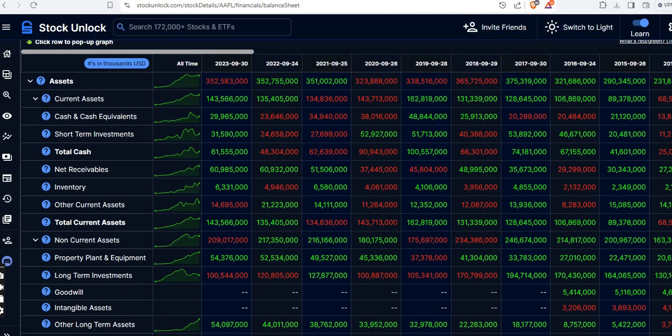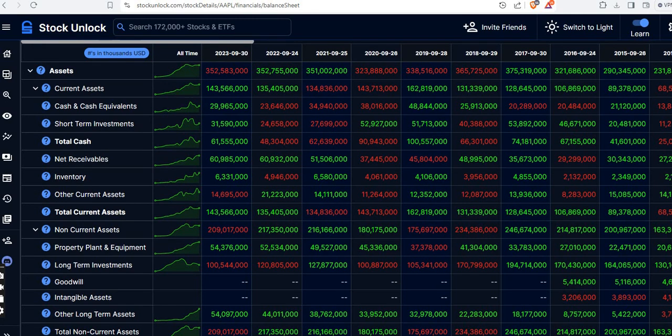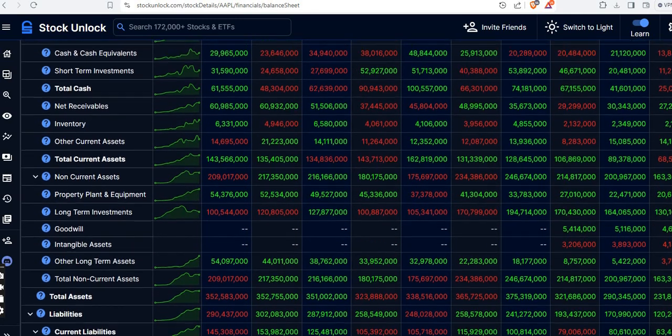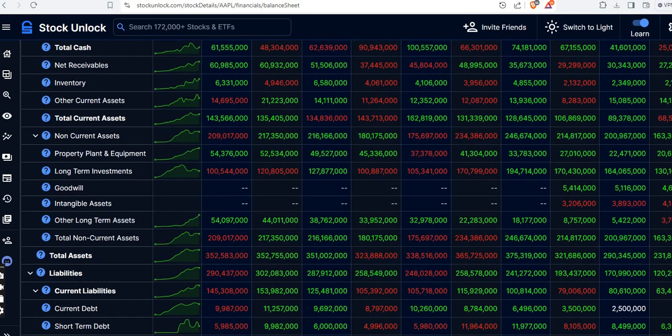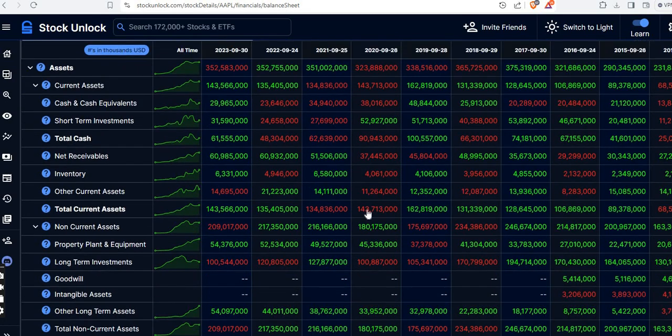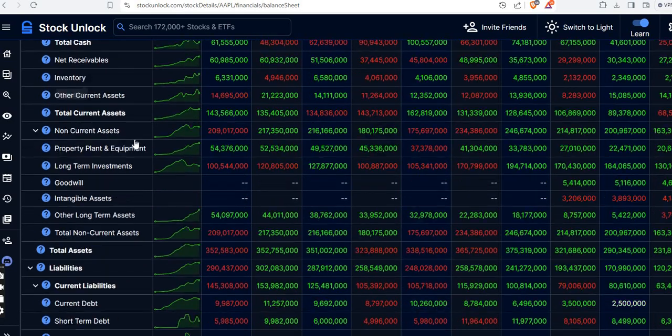Again, you can break it down by current assets, long-term assets, and the amount of cash they have on the balance sheet. When you look at Apple, they have $61 billion in cash on the balance sheet. Their liabilities, 290. There's some companies out there that will quite literally have more cash on the balance sheet than they have current liabilities. Those companies are typically good companies that you're going to want to look at investing in.